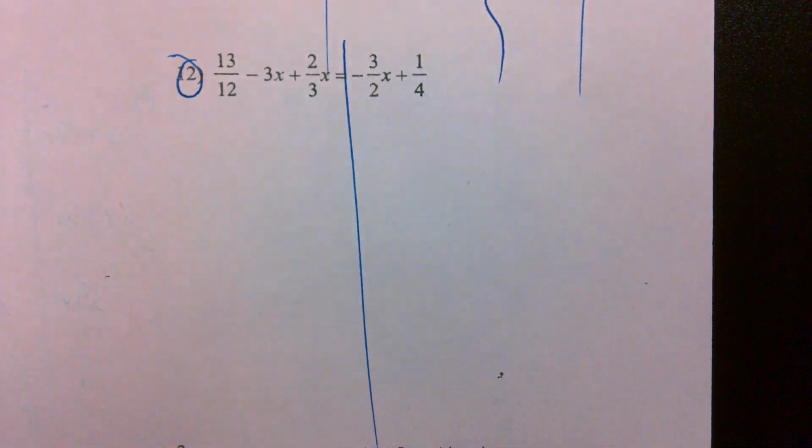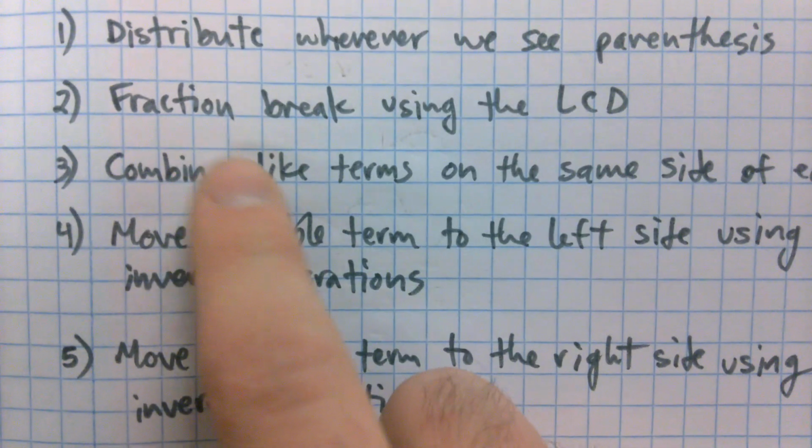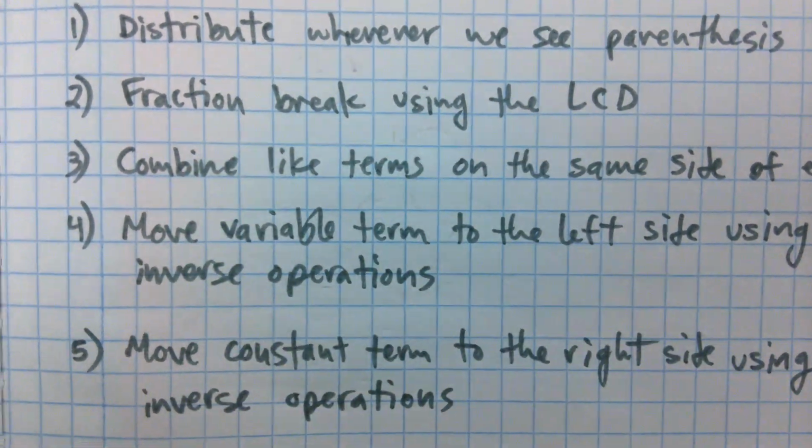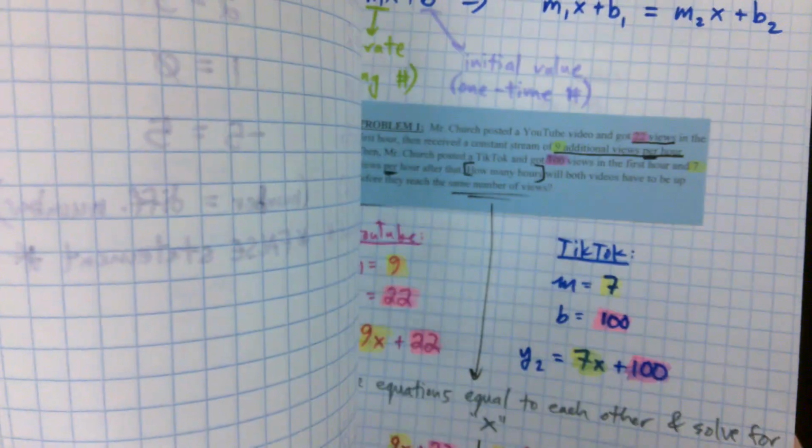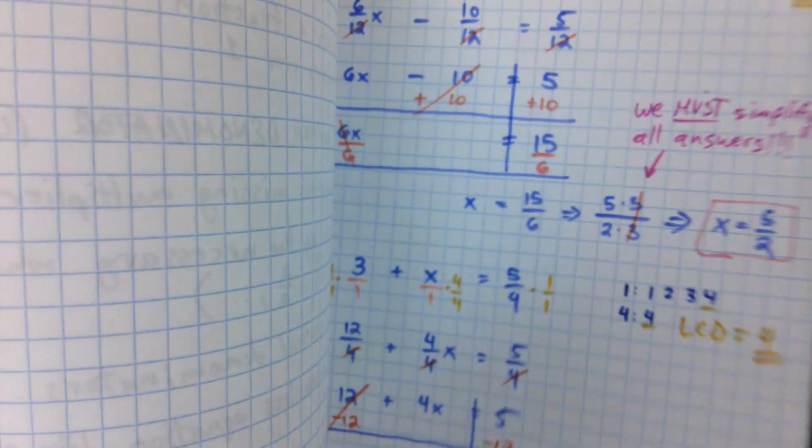Step 1, is there any distributing to do? No. Step 2, are there any fractions to bust? Yes, there are. Step 2 is fraction bust or fraction break using the LCD. Now, here's where a lot of people got tripped up. Some of us remember how to find the LCD, which is great.